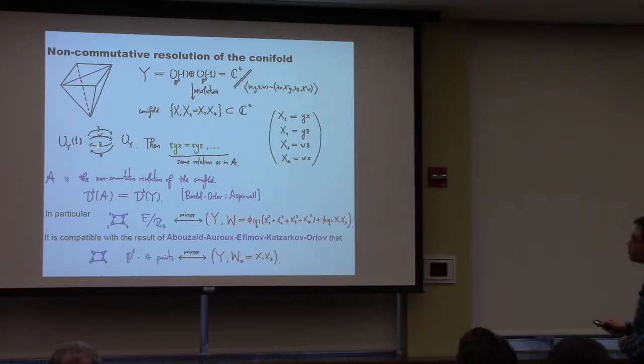And notice that it does not make sense to talk about XY equals YX, because XY is a morphism from O_Y to O_Y(1) and YX is a morphism from O_Y(1) to O_Y. So we can only talk about these relations instead of XY equals YX in this quiver algebra. And indeed, explicitly, there are relations between these variables and these sections of bundles. And then from this, you arrive again at the same non-commutative resolution, same algebra. So it can be regarded as a non-commutative resolution of the conifold. This was studied by Ooguri, Orlov, and Moore, and perhaps other physicists.